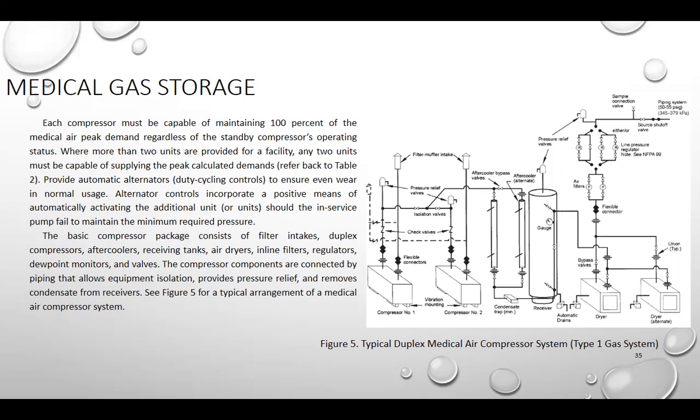The basic compressor package consists of filter intakes, duplex compressor, aftercooler, receiver tank, air dryer, inline filters, regulators, dew point monitors, and valves. The compressor components are connected by piping that allows equipment isolation, provides pressure relief, and removes condensate from the receiver. So figure 5 is a typical arrangement of a medical air compressor. Analyze yung diagram.